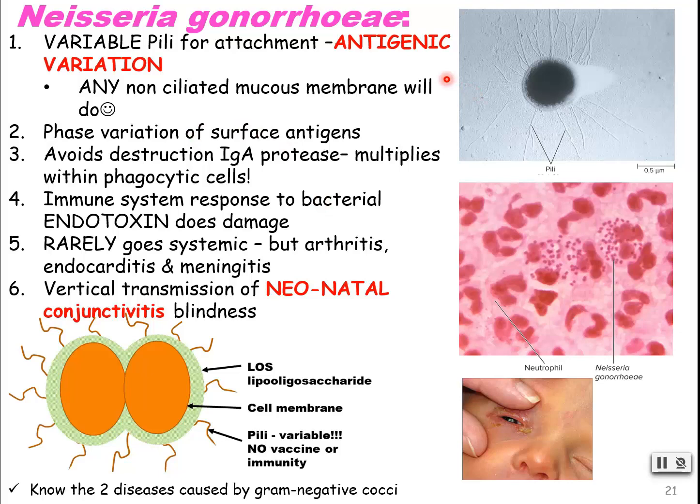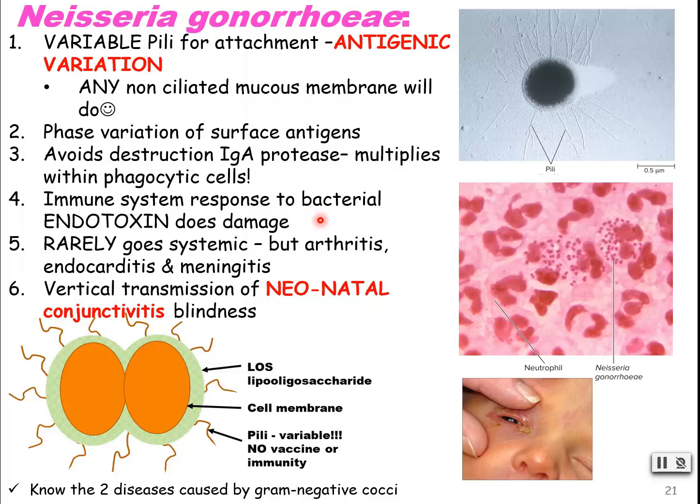Yeah, so as far as progress of disease, once again, they have those pili for attachment, and they have that antigenic variation. They can attach to any non-ciliated mucous membrane, so yes, you can get gonorrhea in the throat. Phase variation of surface antigens, so you don't get immunity. They have IgA protease. The immune system is going to respond to that endotoxin. That's what's doing the damage.